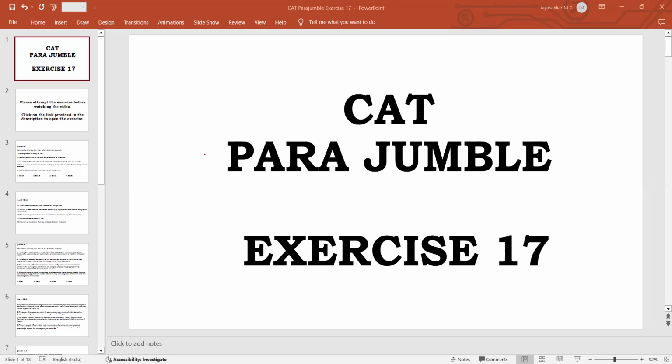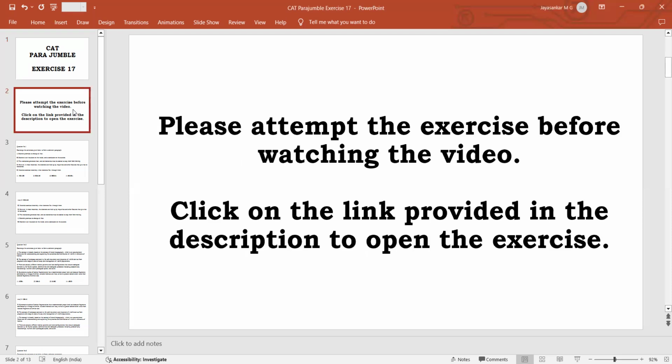We have discussed a lot of Para Jumble exercises in the previous video, so you might have really got an understanding of the steps to be followed in tackling Para Jumble exercises or questions. So in this video, we'll be discussing some more advanced level questions. The techniques will remain the same.